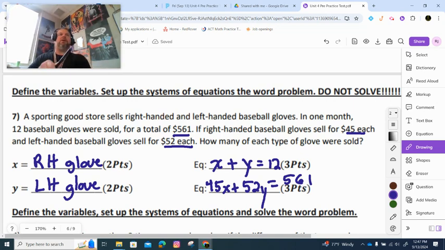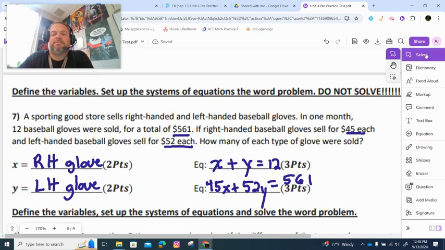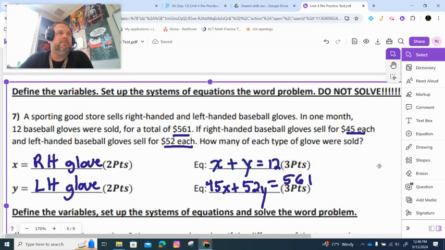How many times should you probably read this word problem? At least 3. By the way, the equations are 3 points each because there's 3 elements to it: the x, the y, and the constant.